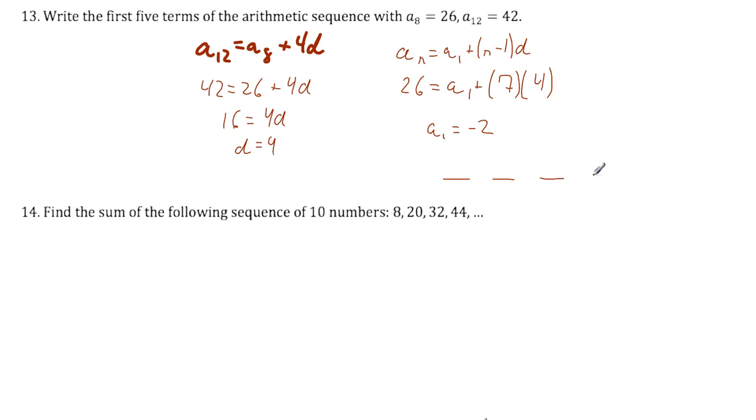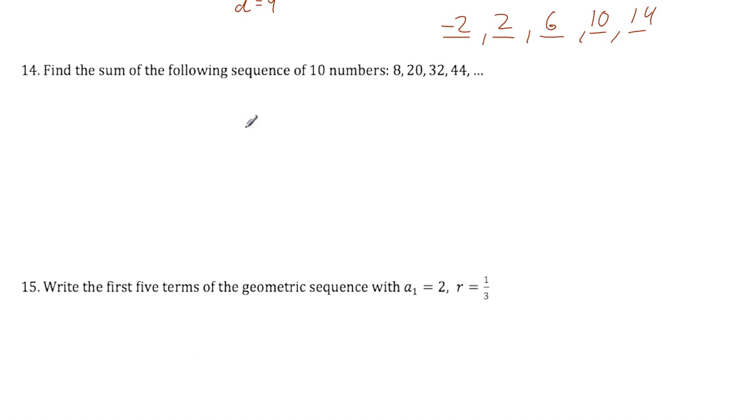So 1, 2, 3, 4, 5. This is -2. My common difference is 4. I'm just going to add 4 each time to get this as my sequence. Pretty straightforward. Know the formulas, know how to work it out.